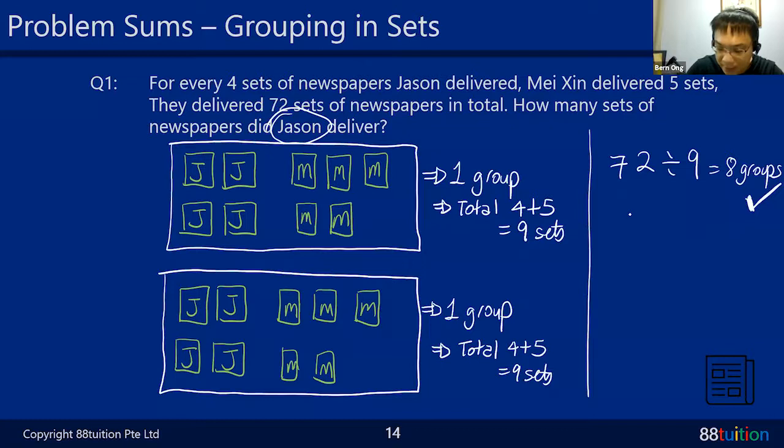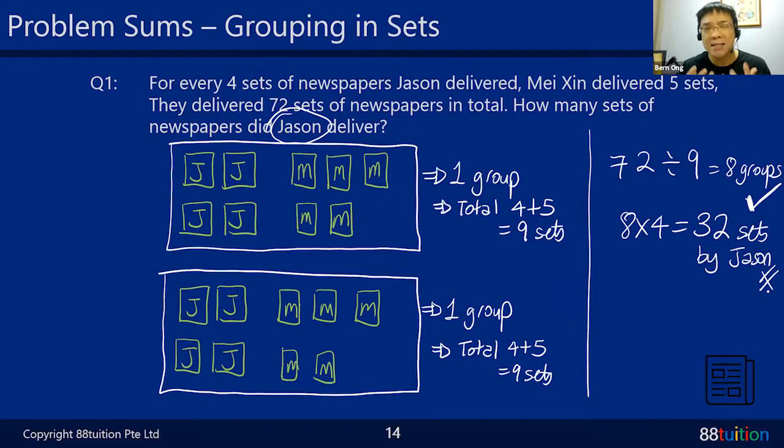All right, that's why I say to some of you, you short of one step here. 32 sets is by Jason. Can you see that? Can you fully understand the question or not? All right, if you can, wow, the feeling is very good because you totally understand. Can? All right, so if you can, work in terms of groups.